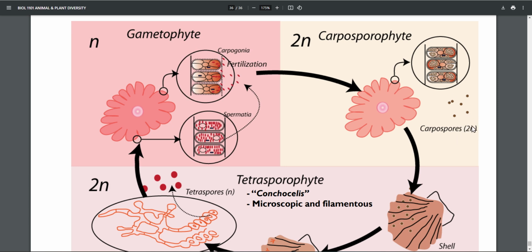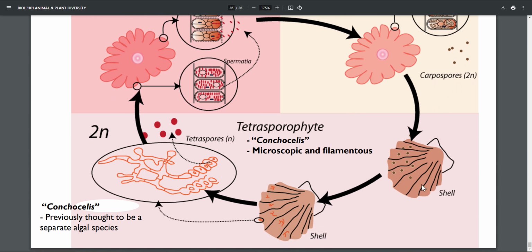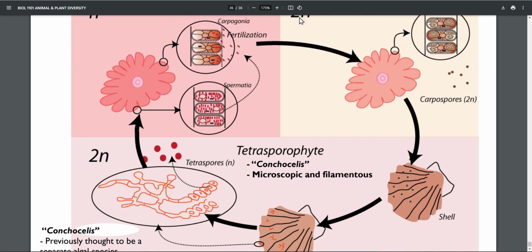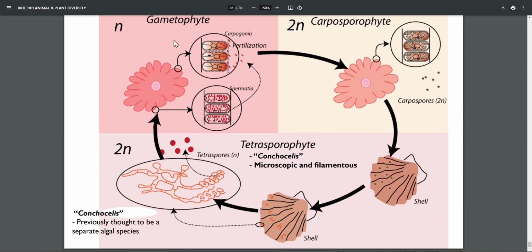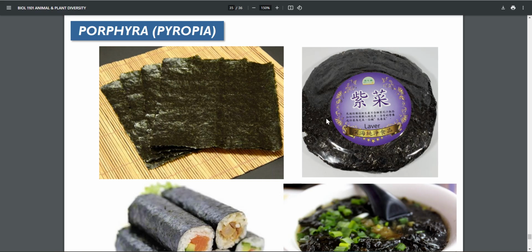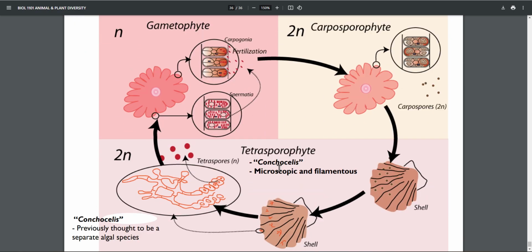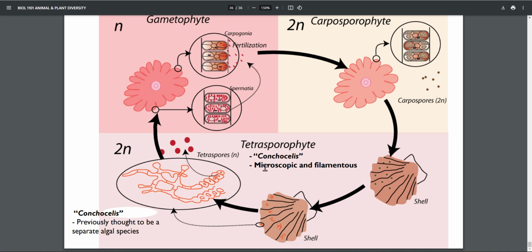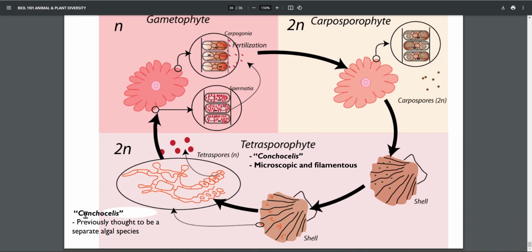These carpospores would actually land on shells of bivalves, and then they would grow into tetrasporophytes. So they are heteromorphic in that the gametophyte is actually this. This is the gametophyte. Large, big enough to be seen, eaten even. But the tetrasporophyte is actually microscopic and filamentous, not blade-like nor large.